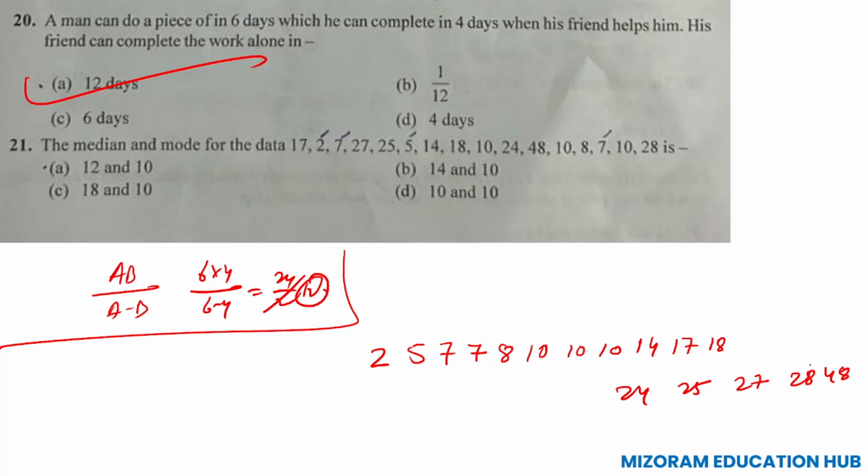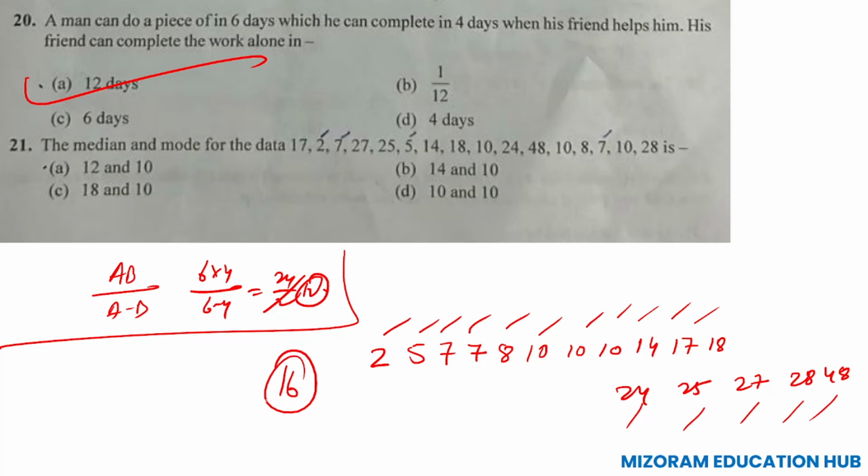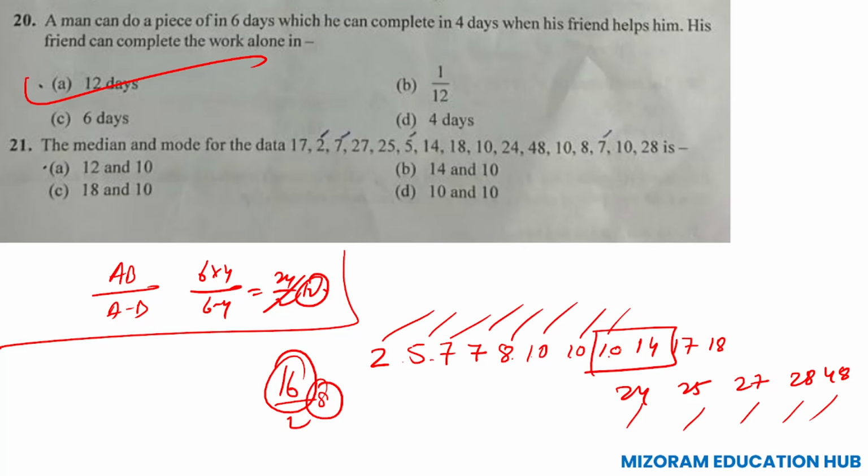Now to find the median, we count the data. So total data are even, divide by 2 and we get 8. So 1 2 3 4 5 6 7 8. We take the two middle values because total data are even. 10 plus 14 is 24, and we divide it by 2. So 12 is the median, and the mode is the value that appears most often, 10. So 12 and 10 is the correct answer.